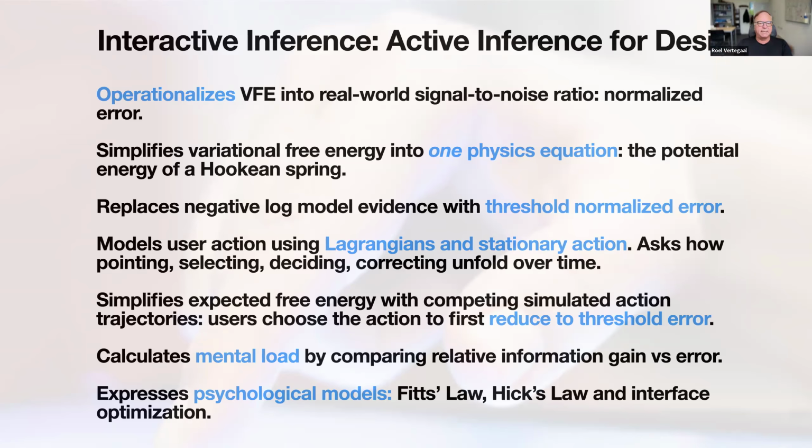With this, we can calculate mental load, although I won't really talk about it because we don't have time. But in the paper, you can read about how we could do mental load by comparing relative information gain versus KL divergences that are derived from error. And what we see is that the two compete in the sense that there is an average relative information gain. If you get across that, which tends to be at a signal-to-noise ratio of 1, you start making errors. And we've done some experiments that actually show this. And then we'll talk about psychological models that this can express, such as Fitts law, Hicks law, and some others.